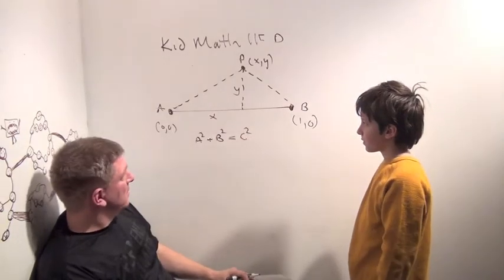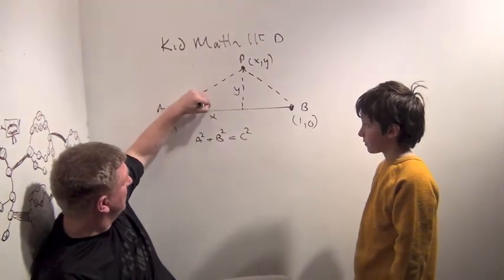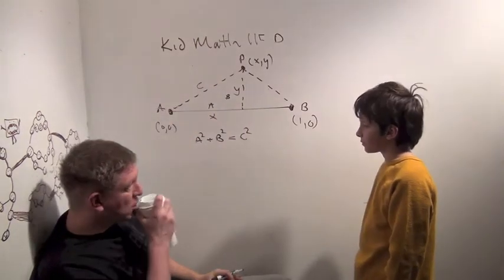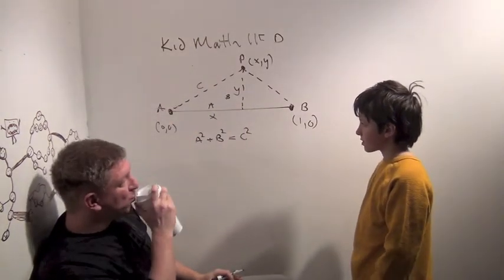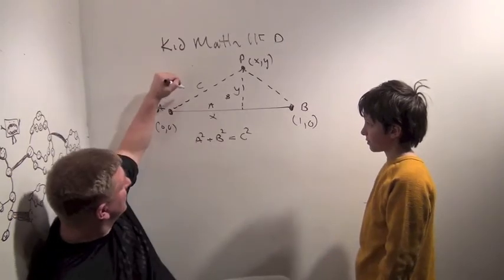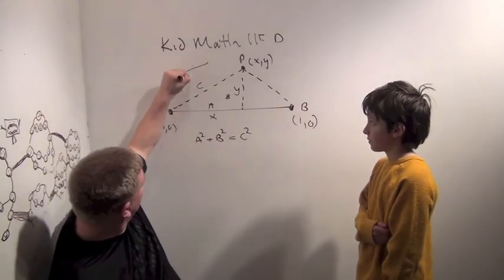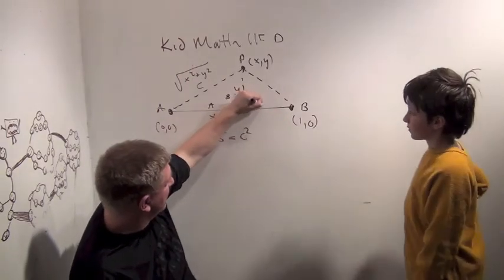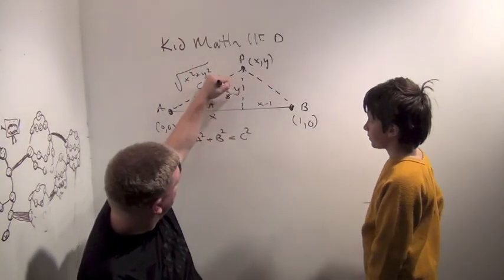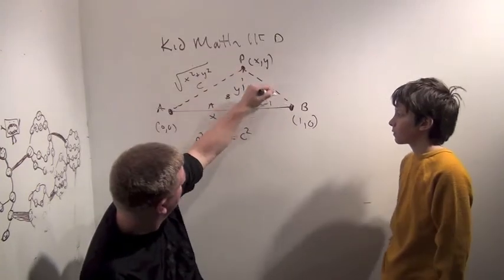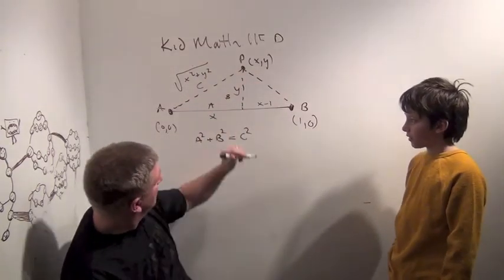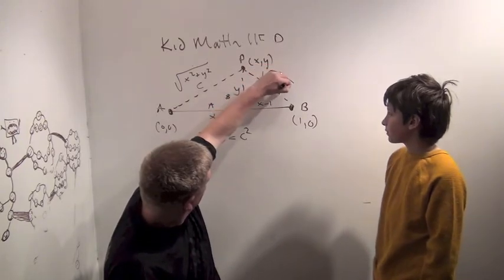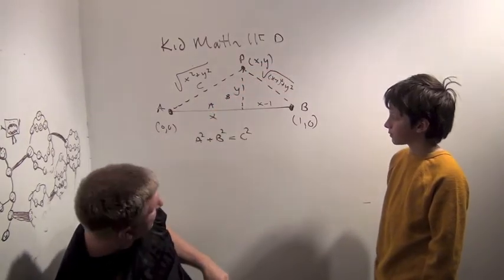If this is a, this is b, this is c, so what's c? c is the square root of a squared plus b squared. So c is the square root of x squared plus y squared. This one's a little more complicated. This time this is x minus 1 and y. So can you see what this length is going to be? It's going to be the square root of (x minus 1) squared plus y squared. So that's just a little geometry.